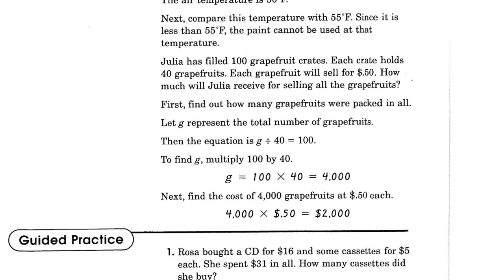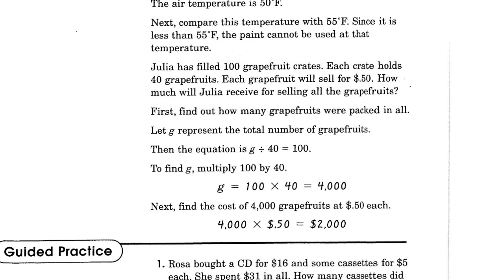All right, so Julia has filled 100 grapefruit crates. Each crate holds 40 grapefruits. Each grapefruit will sell for 50 cents. How much will Julia receive for selling the grapefruits? First, let's find out how many were packaged. So G is the number of grapefruits, so they put a G here. They're dividing by 40, and it equals 100. It says to find G, you multiply 100 times 40 and get 4,000. So she is going to be packaging up 4,000 grapefruits. They're selling for 50 cents each, so the total is $2,000.